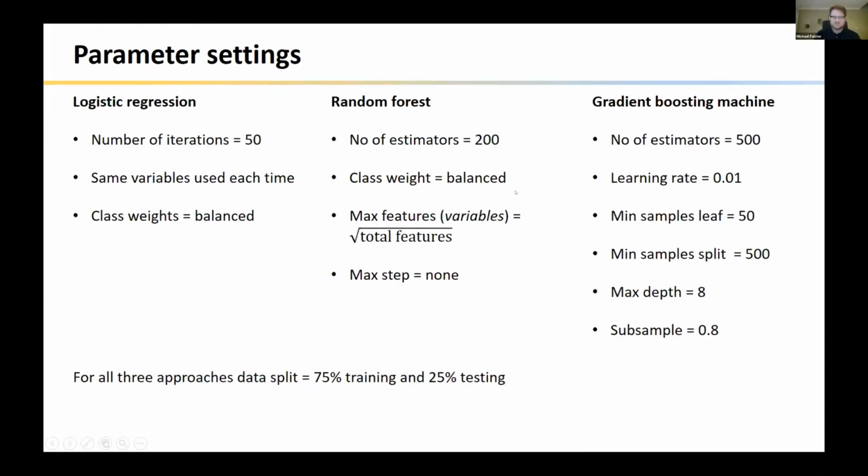Here are the parameter settings that we use. For logistic regression, we use all variables each time, whereas for random forest and gradient boosting machine, the random selection of variables was selected. The data set was split 75% for training and 25% for testing.